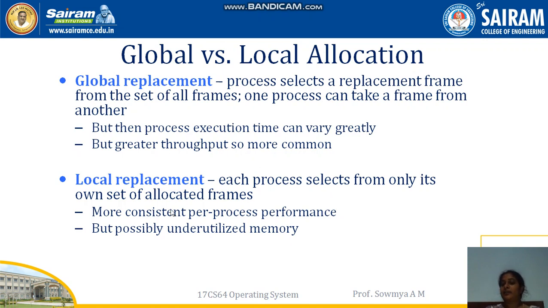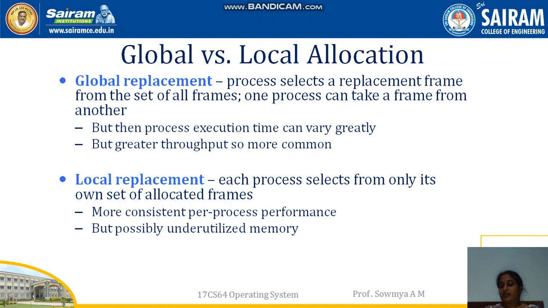It is similar to our local variables. If it is allocated locally for one function, it is to be used only by that function. So if a frame is allocated for one process, that process has to find the victim only in the frames available to it, then replace. It gives more consistent per-process performance.